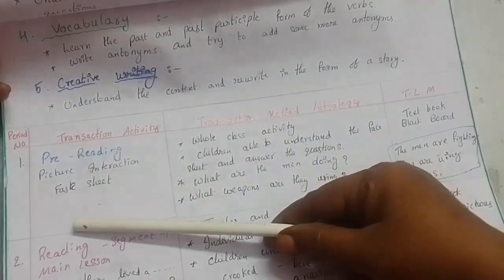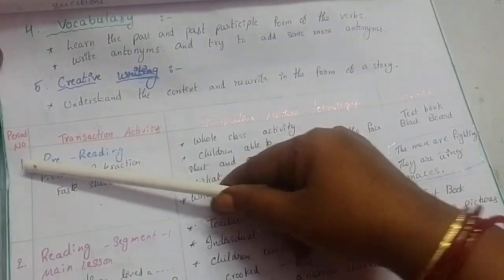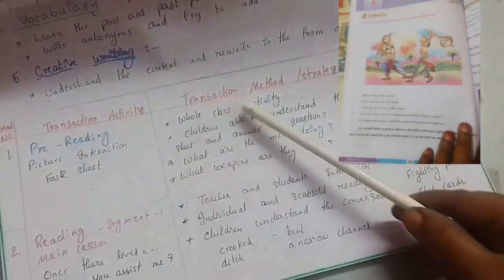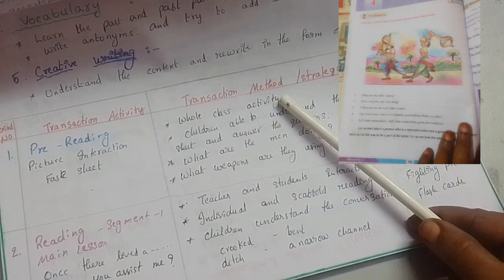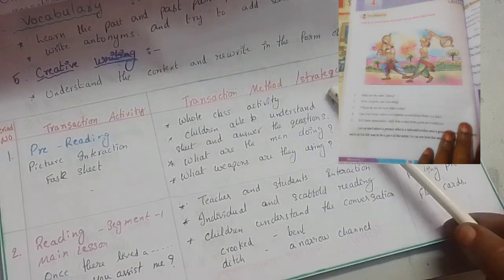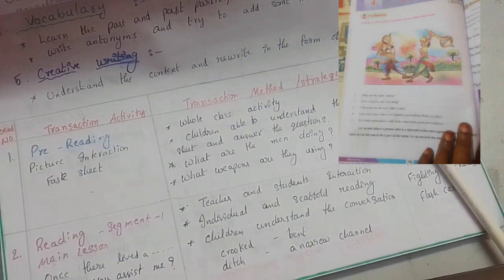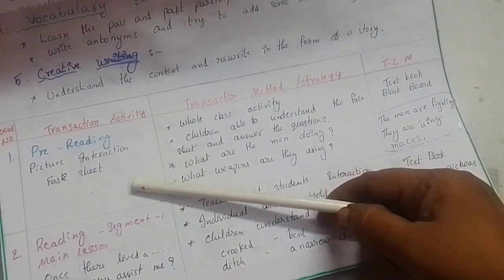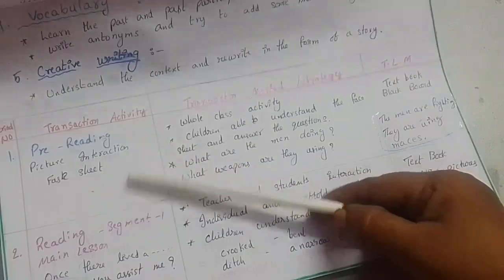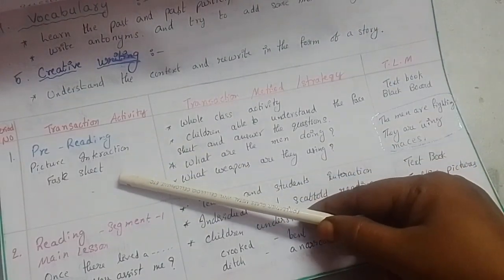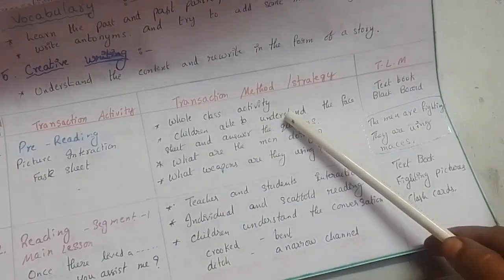So finally we start the lesson plan here. We write period number, transaction activity or steps we follow. Next, transaction method, what type of method we follow. This is also called a transaction strategy. And the TLM we use. Okay, so we will have the face sheet or trigger sheet. Okay, this is the pre-reading activity. It's a picture interaction, or it's a face sheet. It's a whole class activity.